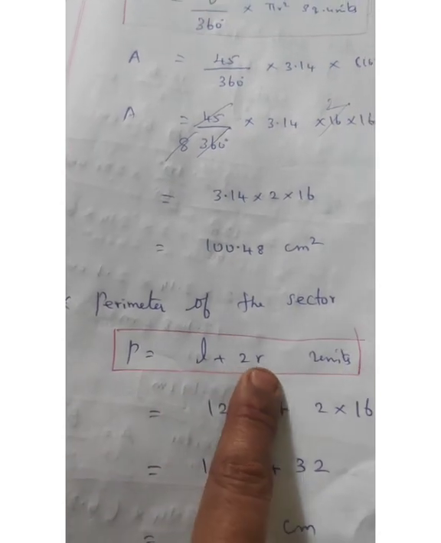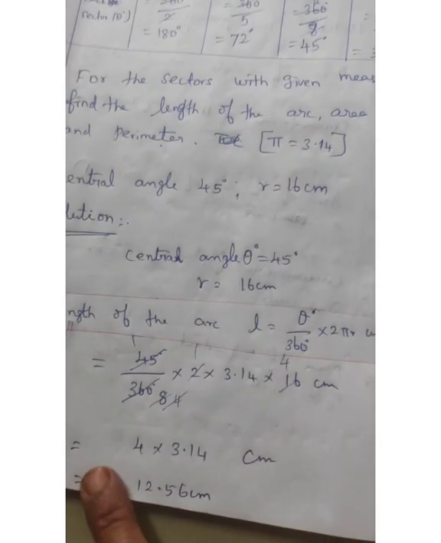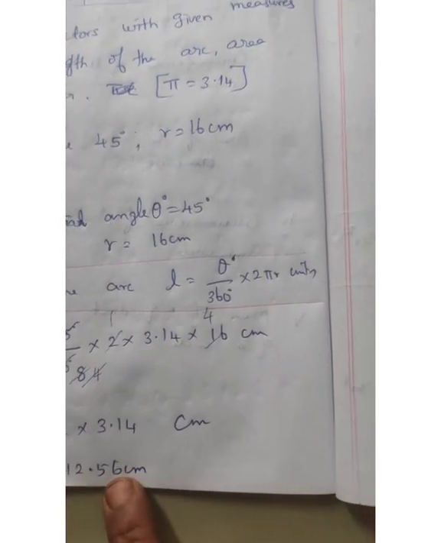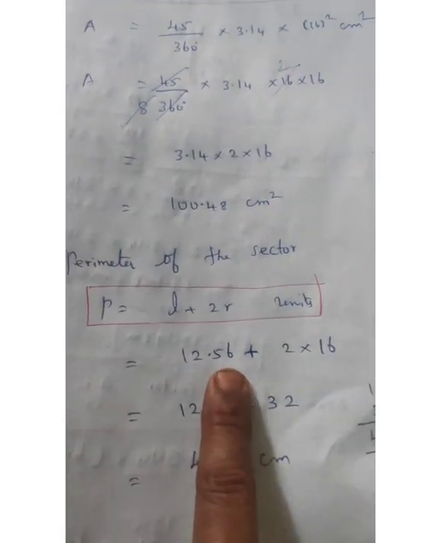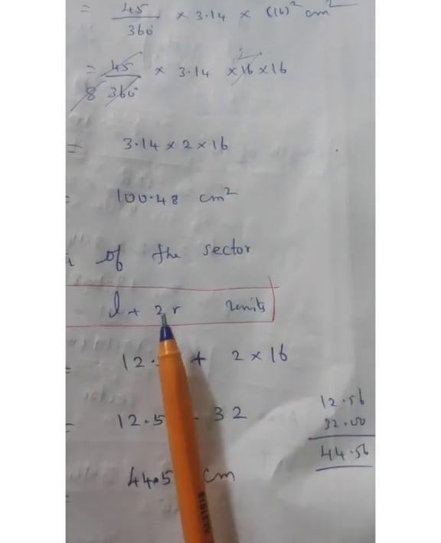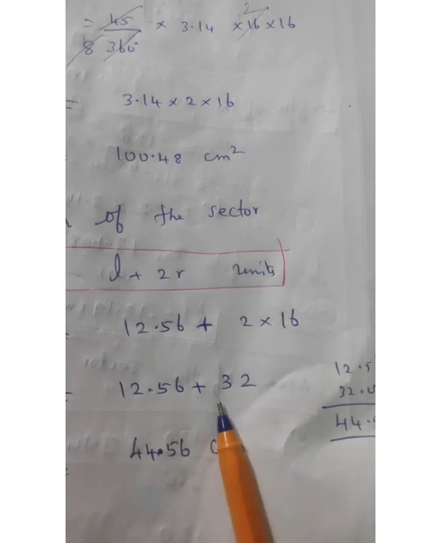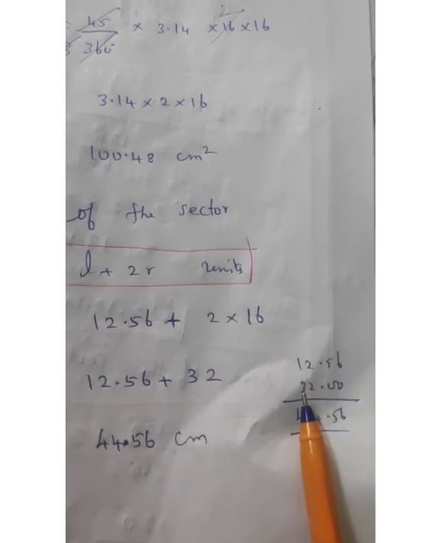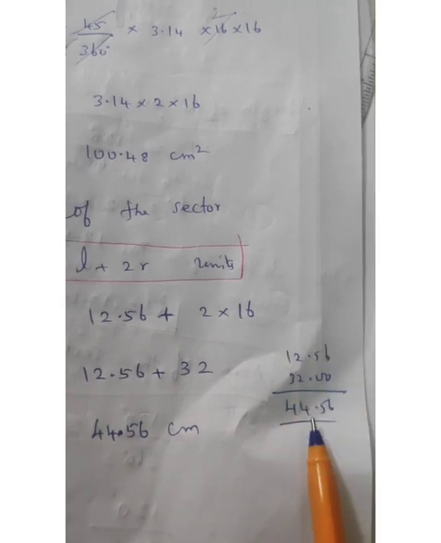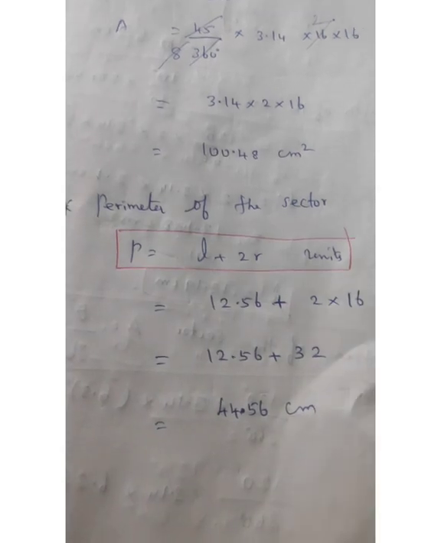P equal to L plus 2R units is the formula. L value equal to already found length of the sector equal to 12.56. Substitute this value here: 12.56 plus 2 into R value equal to 16. Here 2R meaning is 2 into R. 2 16s are 32. Add the number 12.56, get the answer 44.56 centimeter.